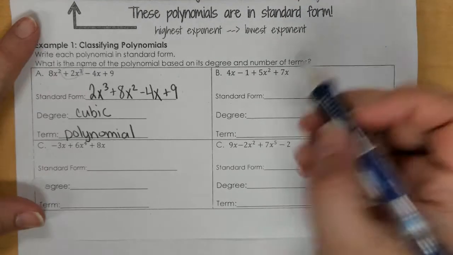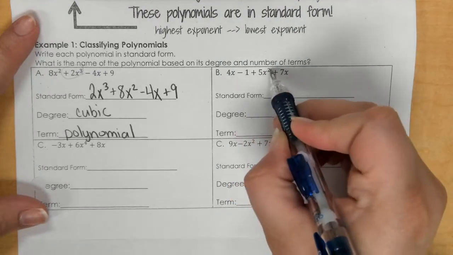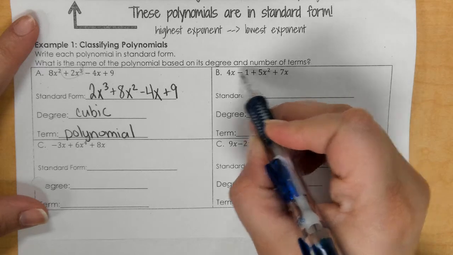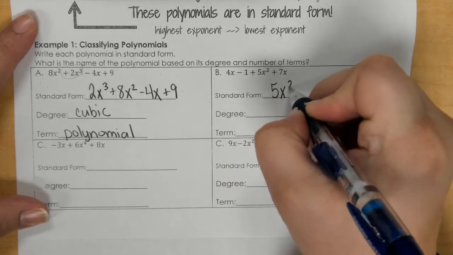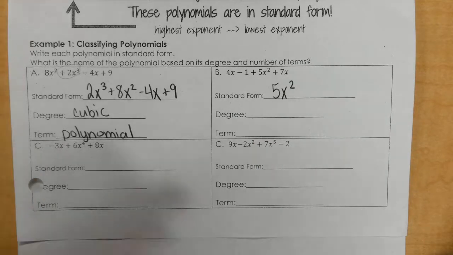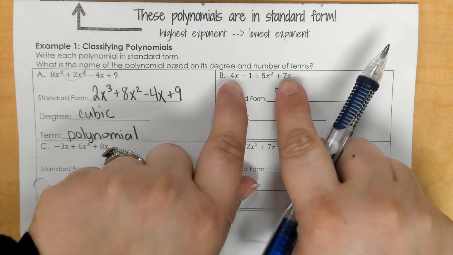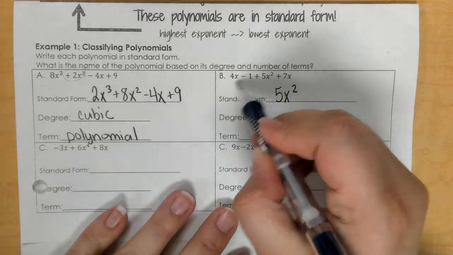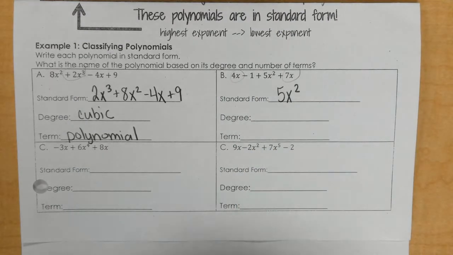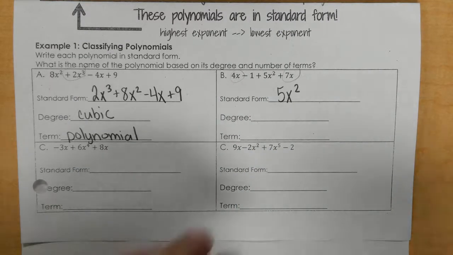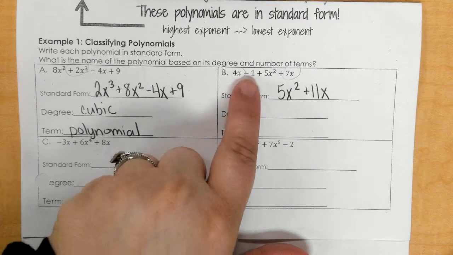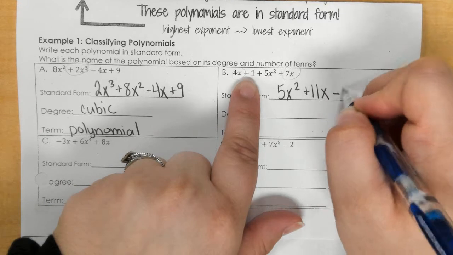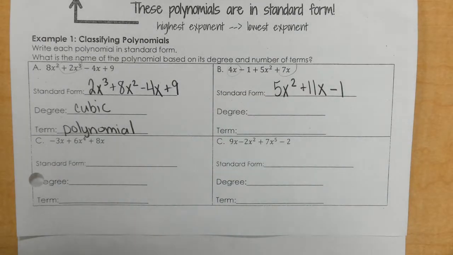Part B, you see that we have an exponent of 2. That's the highest exponent. No other exponents of 2. So we're going to jot that one down first, 5x squared. Then we have 2 terms with just x. So 4x and 7x combine to be 11x. And then we have the minus 1 that has no other like terms, so I just bring it down.